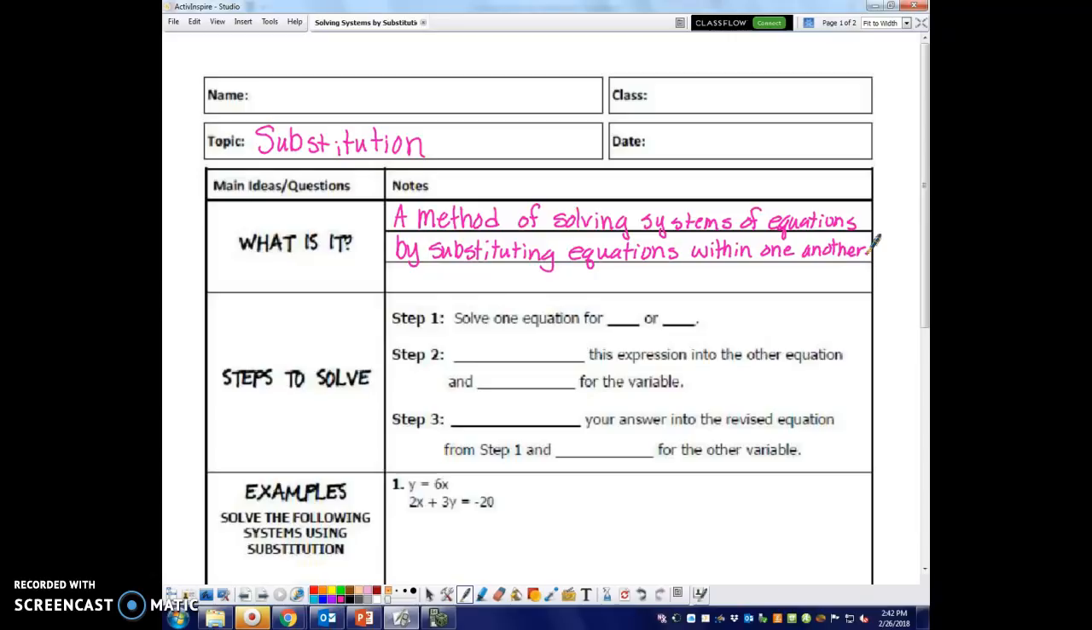Okay? So now, step one, solve one equation for x or y. That's the first step. Step two, substitute this expression into the other equation and solve for the variable. Then substitute your answer into the revised equation from step one and solve for the other variable. Okay, so let's look at a few examples.